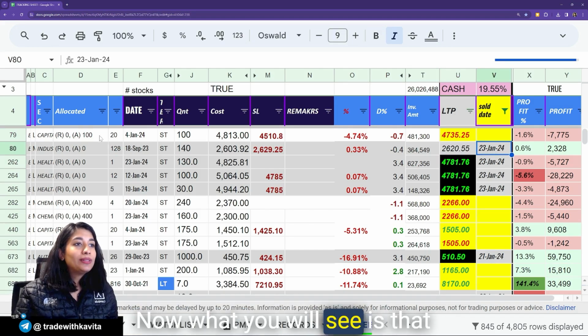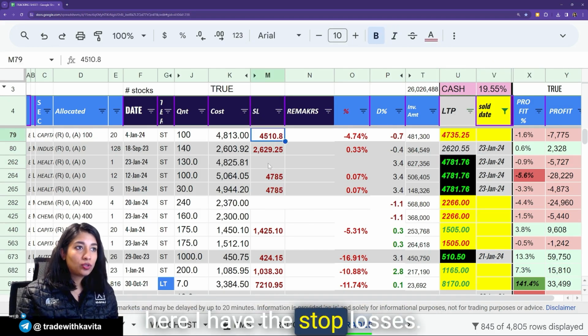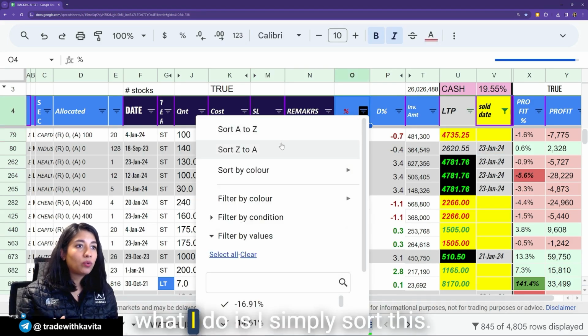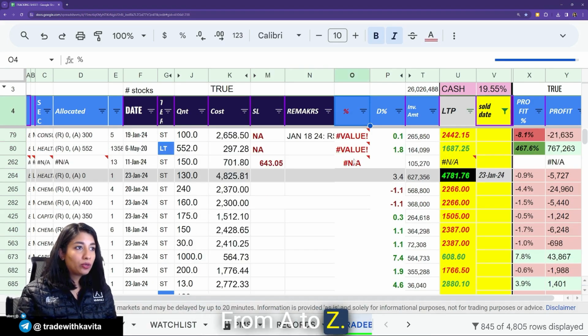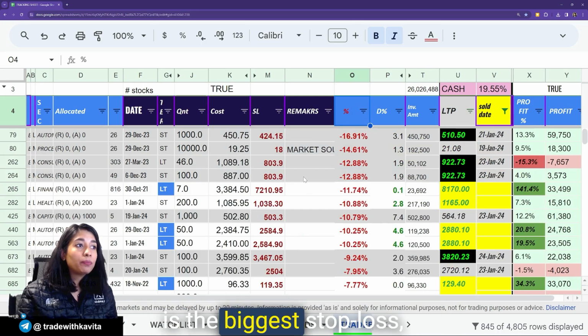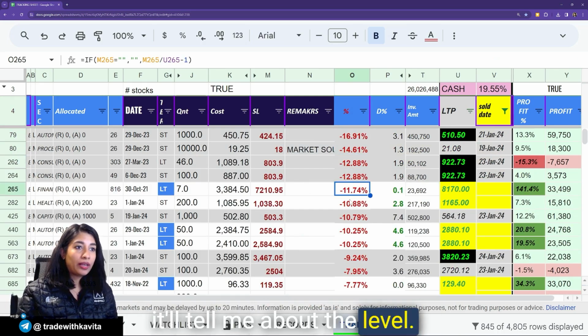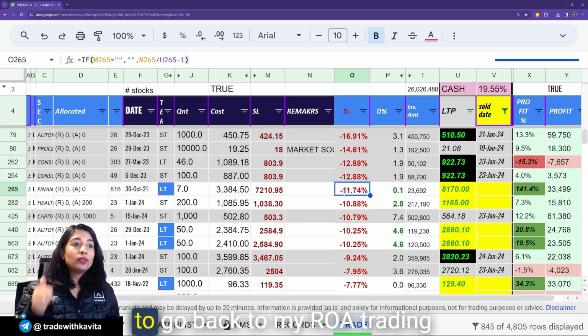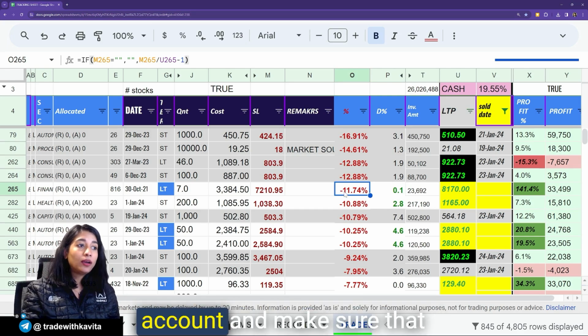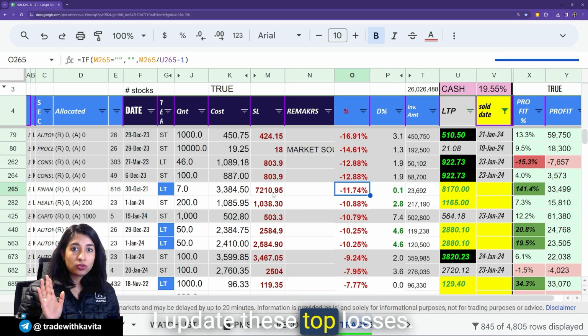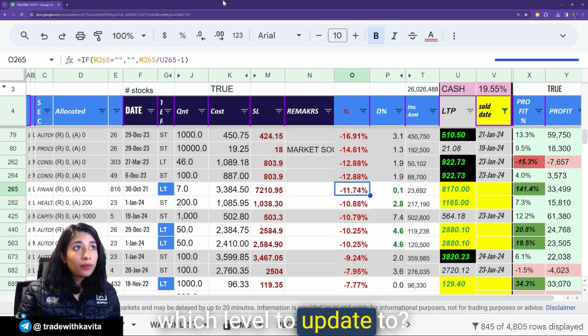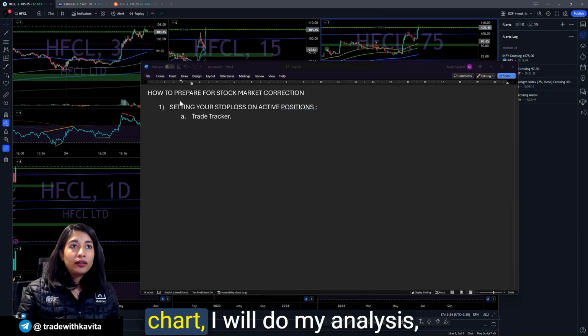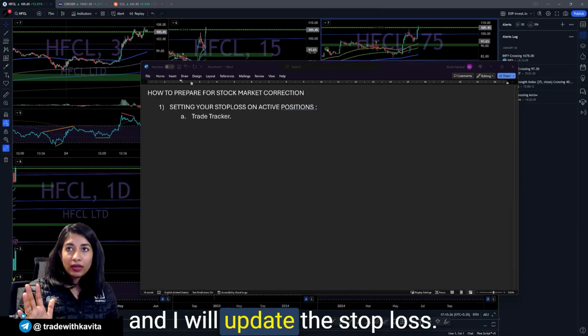Now, here I have the stop losses. Every day after market, I simply sort this from A to Z. Whatever is the biggest stop loss, it will tell me about the level. Now all I need to do is go back to my Zerodha trading account and make sure that I update these stop losses. But how do I know which level to update to? For that, I go on my chart, do my analysis, and update the stop loss.